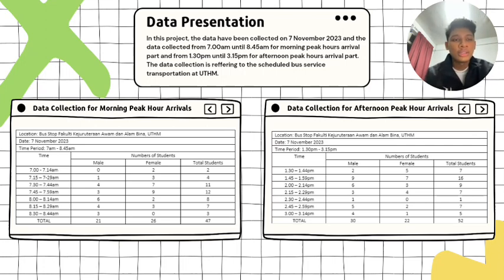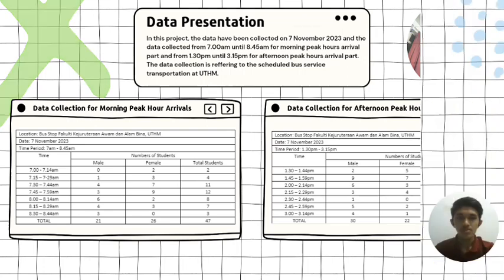This table presents the number of students that arrive in the morning and afternoon. We can see here it is separated into two parts of number of students, male and female, and we sum the students. Then the time interval is 105 minutes, from 7 to 8:45 a.m. and 1:30 to 3:15 p.m.